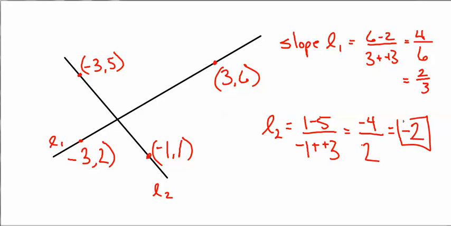So are the lines perpendicular? Remember, in order for them to be perpendicular, they have to have slopes that are negative reciprocals. Is negative 2 the negative reciprocal of 2/3? No. So are the lines perpendicular? No. They don't intersect at 90 degrees. Perpendicular means intersects at 90 degrees. They are not perpendicular.